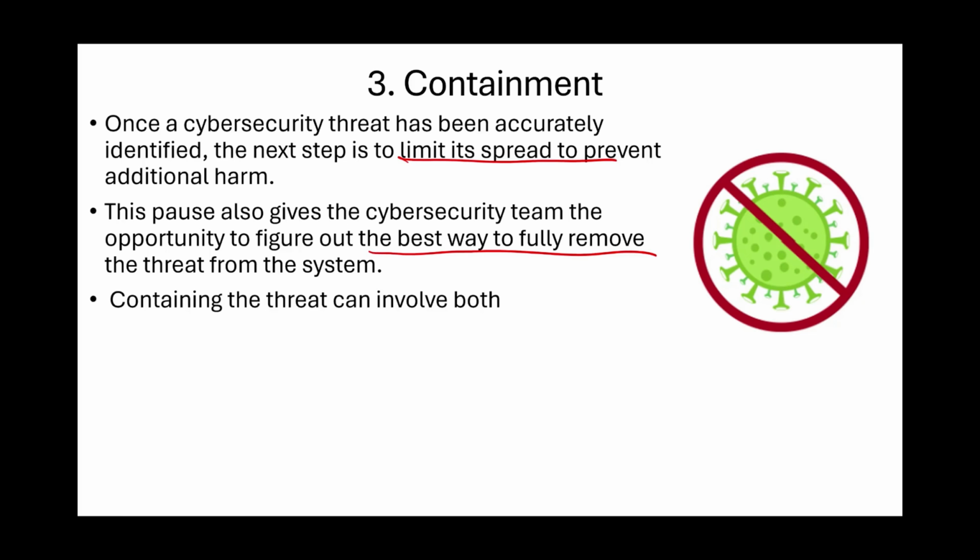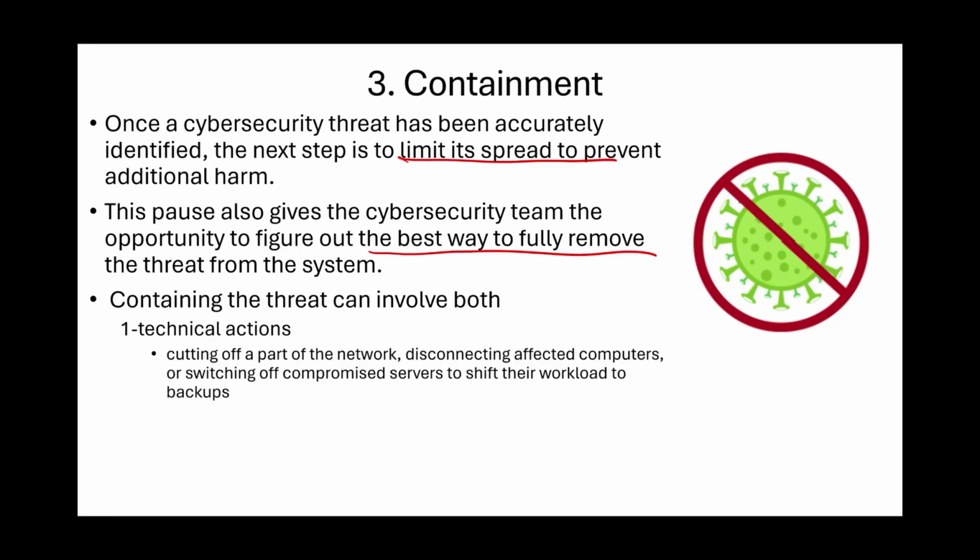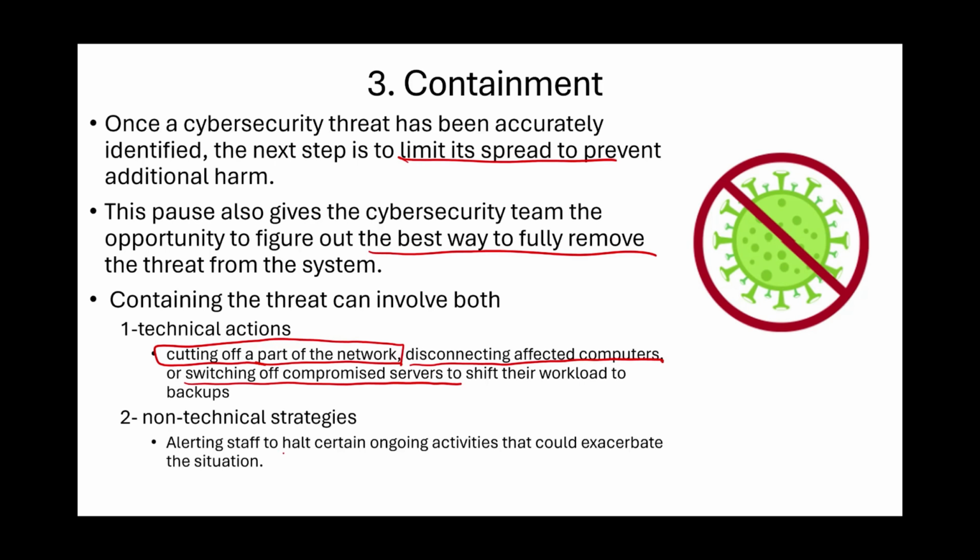Now, containing the threat can involve both technical actions, like cutting off part of the network. Hopefully your network is segmented. If that's the case, it's cutting off automatically. Disconnecting affected computers, literally disconnecting, or switching off compromised servers to shift their workload to backup. So these are technical actions. Or you could utilize non-technical strategies like alerting staff to hold certain ongoing activities that might make the situation worse. So now you're trying to slow it down, contain it.